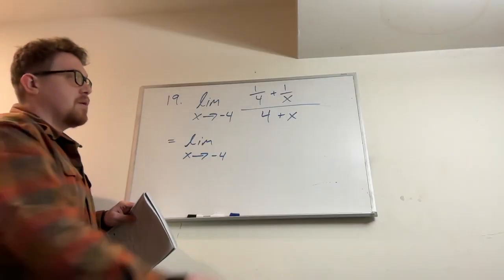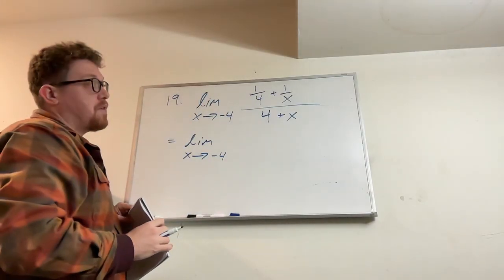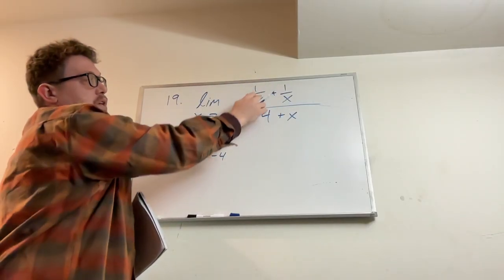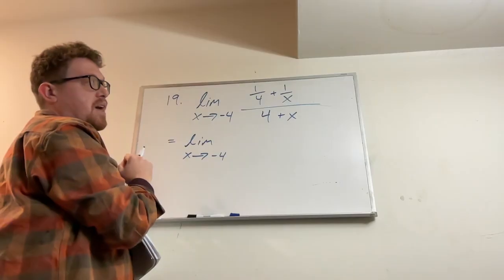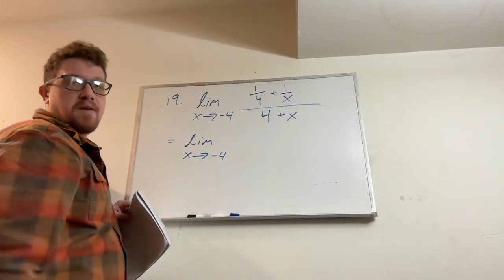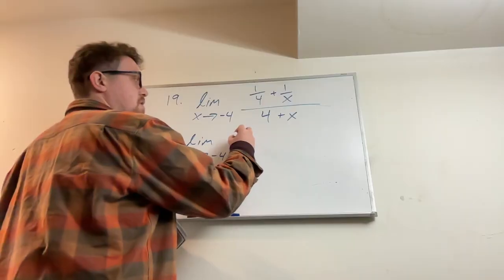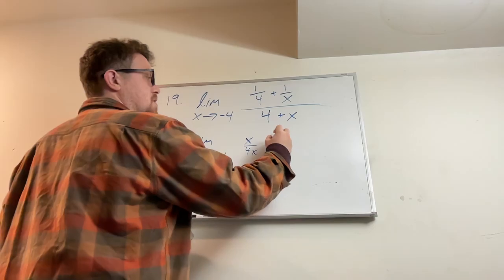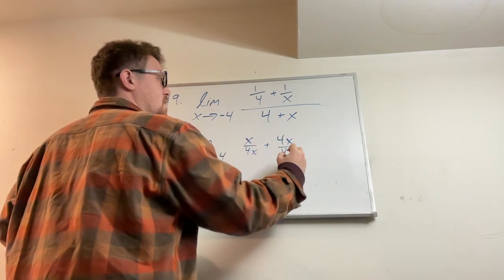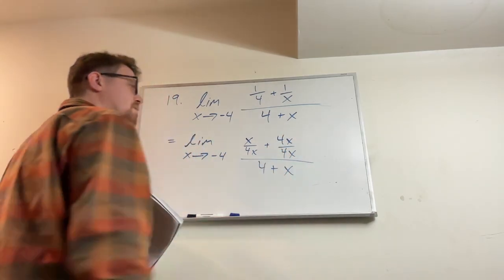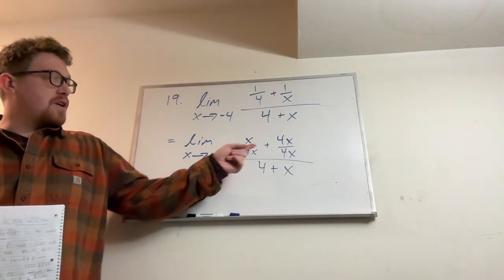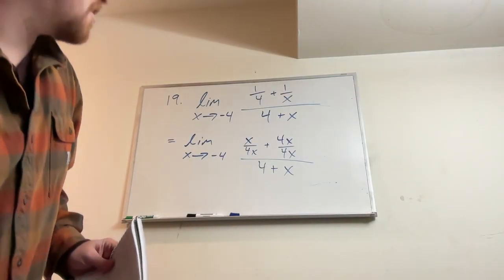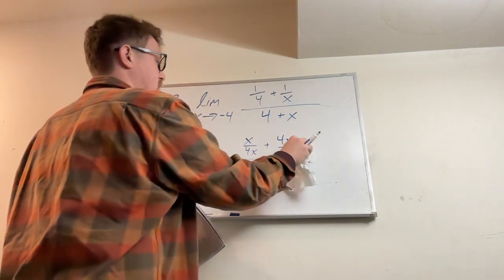a rational function. To do that we need to rewrite the top as a rational function, so we want a common denominator. We're going to multiply the top and bottom of the first fraction by x over x, and the second fraction by 4 over 4, thus not changing the fractions, and we get something like x over 4x plus 4x over 4x, all over 4 plus x. And now, because these have the same denominator, I can just add them on the top and divide by the common denominator. So we can just rewrite this with a single 4x.